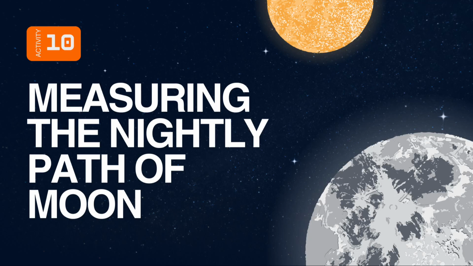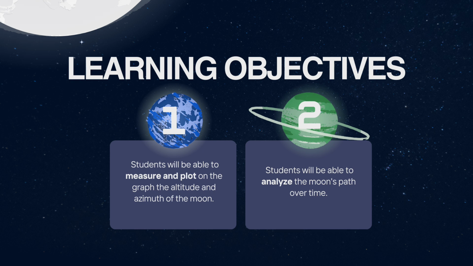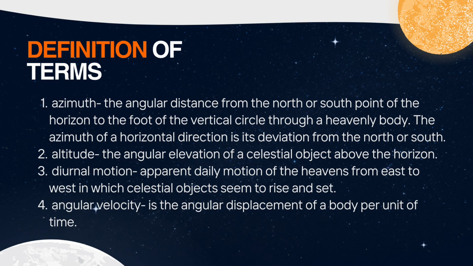So let's move on to Activity Number 10: Measuring the Nightly Path of the Moon. We have our learning objectives. First, students will be able to measure and plot on the graph the altitude and azimuth of the moon. Second, students will be able to analyze the moon's path over time.